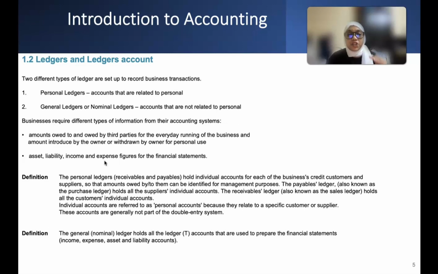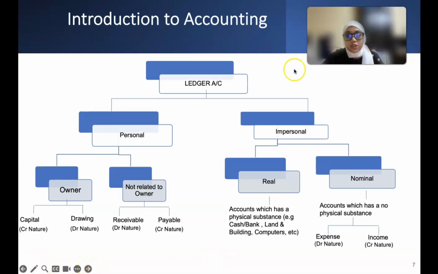So the main sheet you need to understand is this. This is the main sheet you need to know. This is important. I will explain one more time. There are two types of ledger accounts: personal and impersonal. Impersonal accounts we also call general ledger or nominal ledger. Under personal ledgers there are two types: one is related to the owner, and the other is not related to the owner.